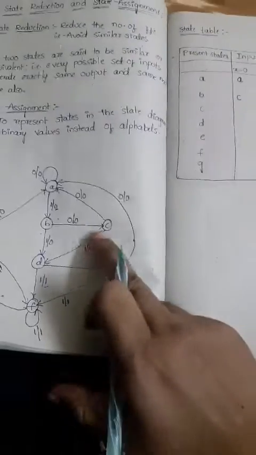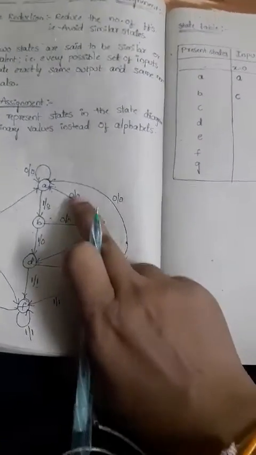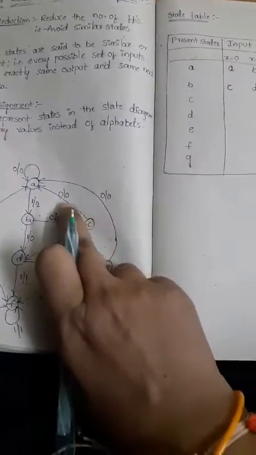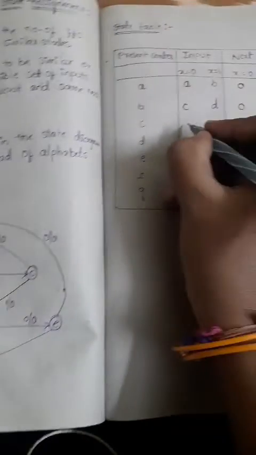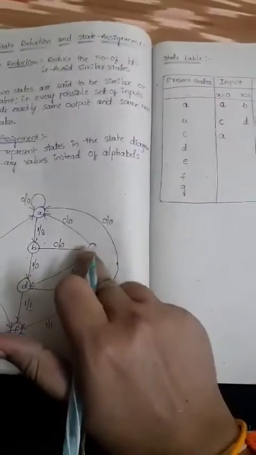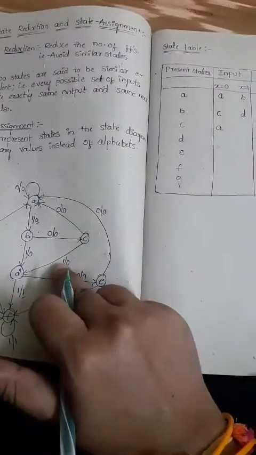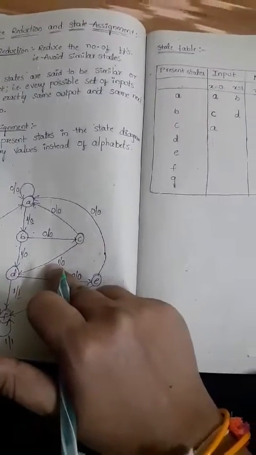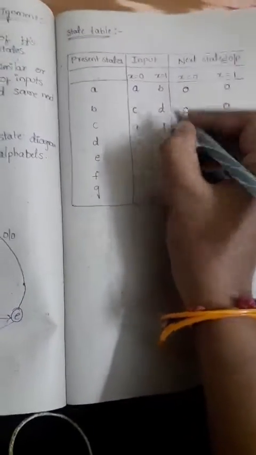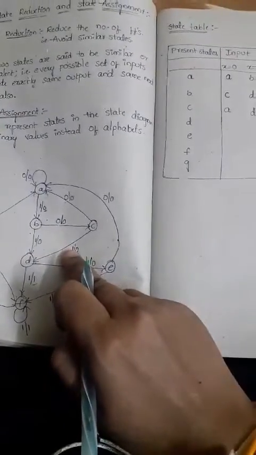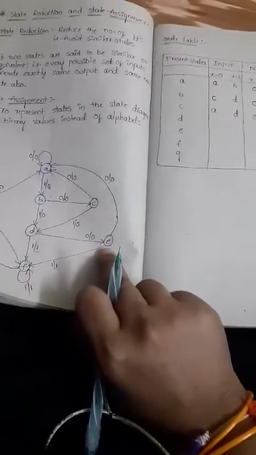Like that, coming to C. C takes input 0, and the transition reaches A. So C to A when the input is 0. In that case the output is 0 only. Coming to C, the next transition, 1: C to D for input 1, and the output is 0. Like that, D to E is input 0 and output 0.